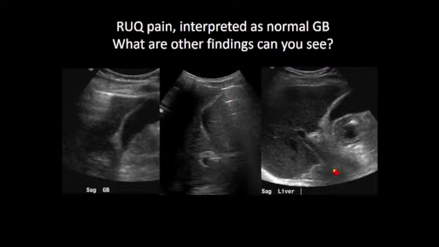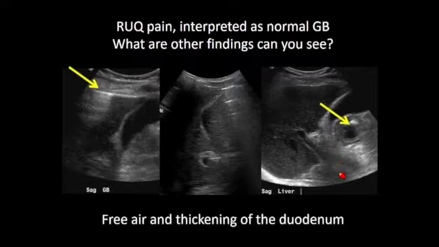And this was another image that he took. And I don't think I would have thought about it had I not seen the free air, but then I looked at the duodenum and the wall looked a little bit thick. So I said, you know, this is likely free air, and I'd worry about the duodenum anyway. And we got the CT. The patient was still in the emergency room, and this was a perforated ulcer.